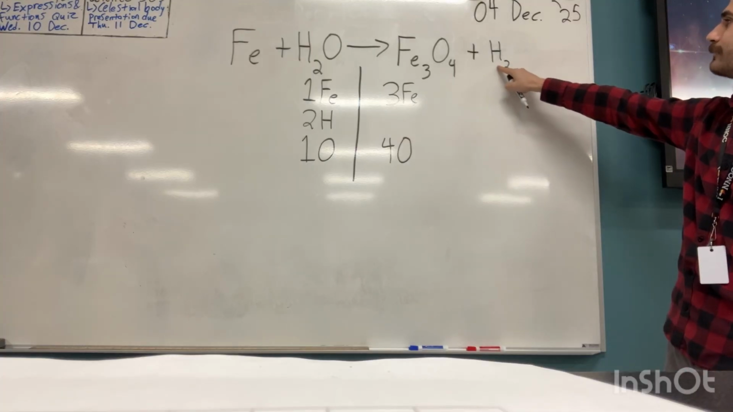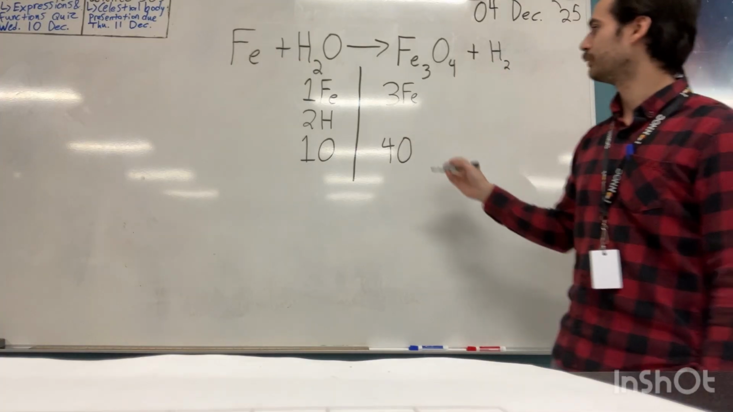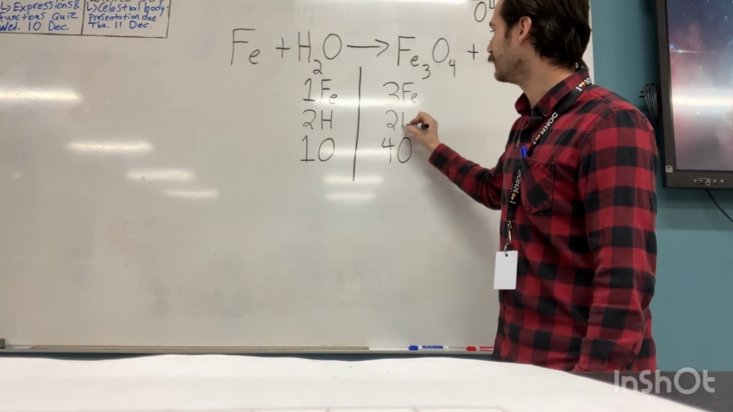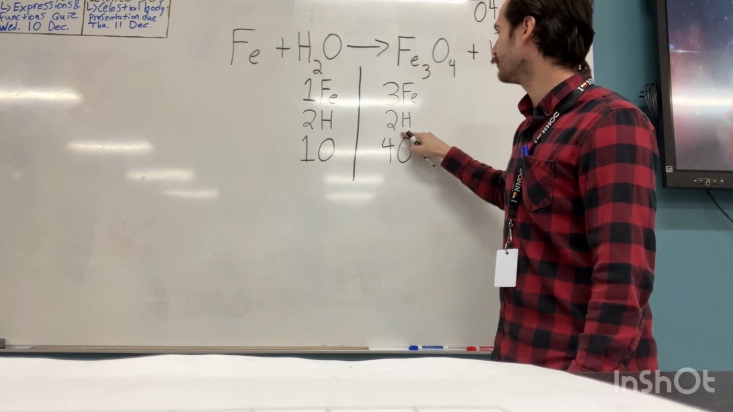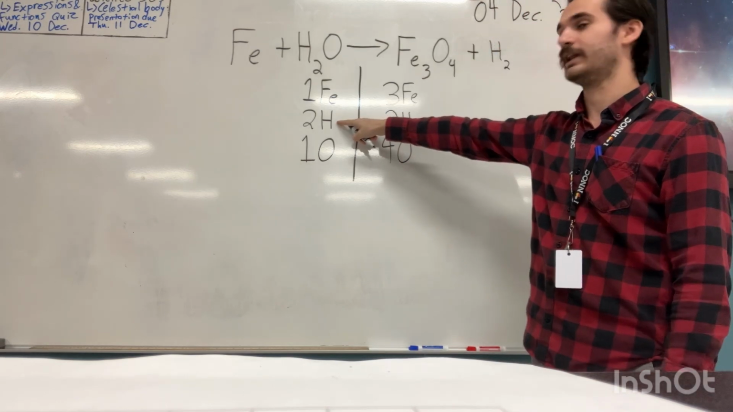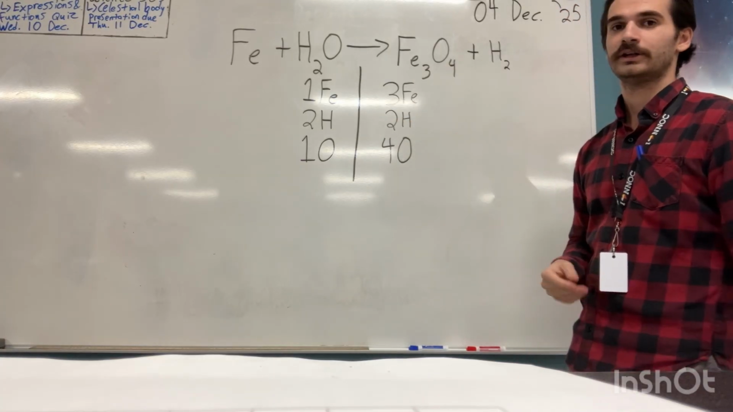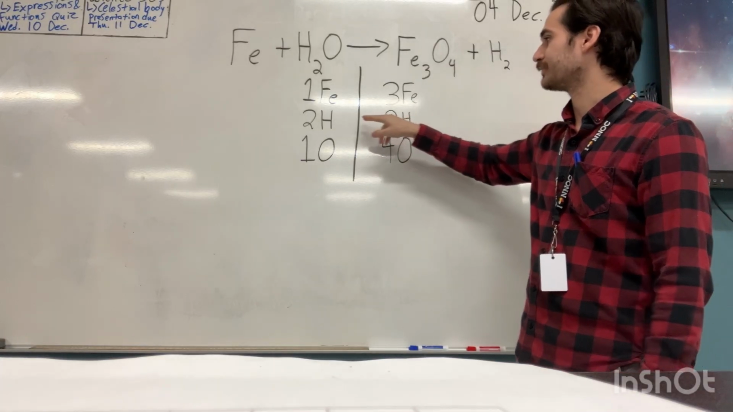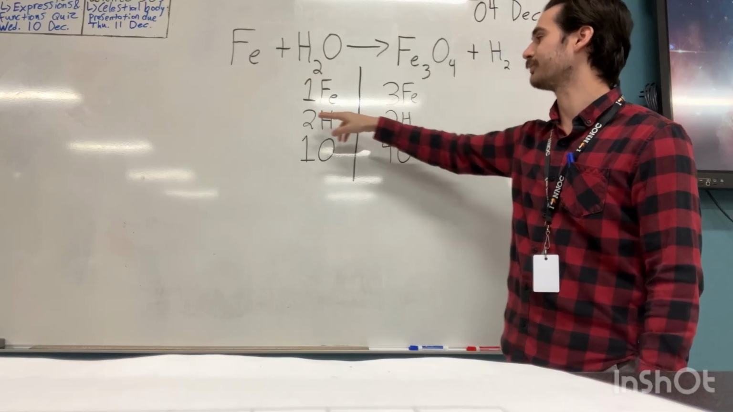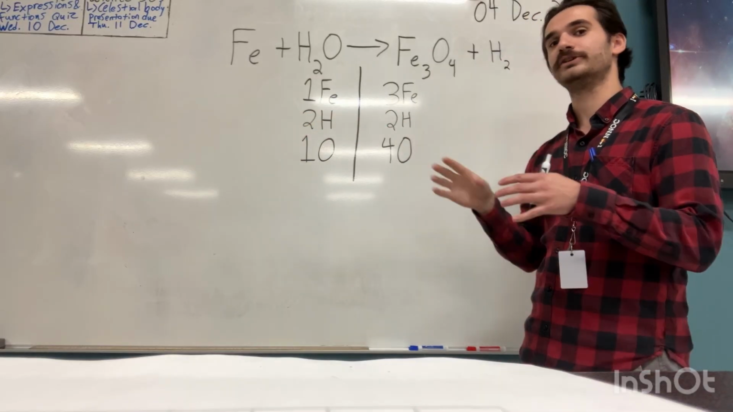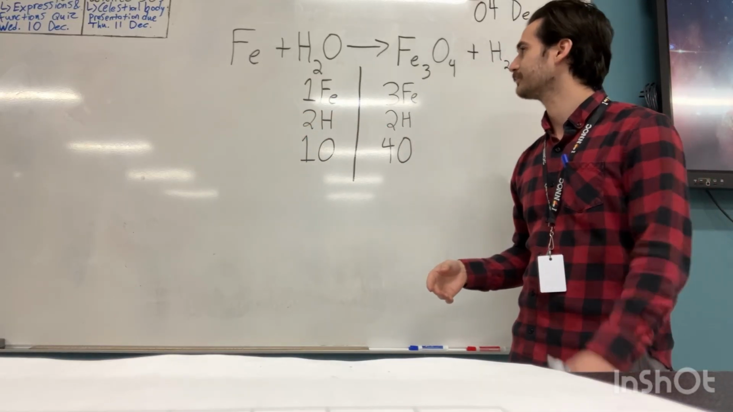And lastly, we have 2 hydrogens. So I'm going to put 2H right in the middle. And again, this is right next to the other H, the other hydrogen, so it's going to be easier to compare. Now, right off the bat, I can see that we have the same number of hydrogens on both sides. So I'm not going to try and change anything with hydrogen just yet.